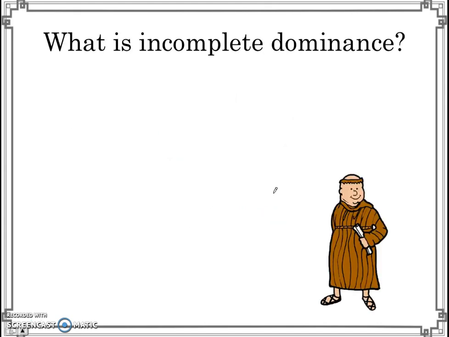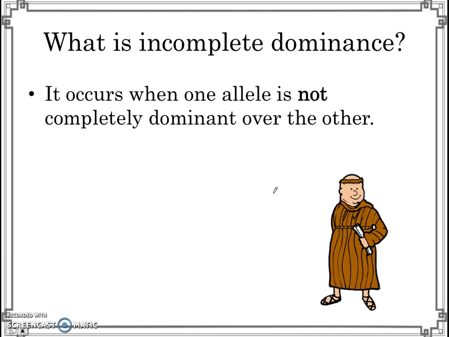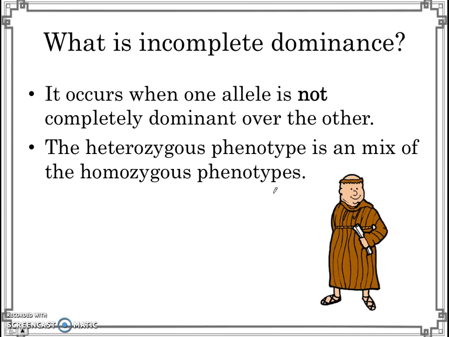So what is incomplete dominance? Incomplete dominance occurs when one allele is not completely dominant over the other. So in this case, the red color allele is not completely dominant over white color. And the white color is not completely dominant over red color. So they get a mixed phenotype where they all are pink. So the heterozygous phenotype ends up as a mix of the homozygous phenotypes.